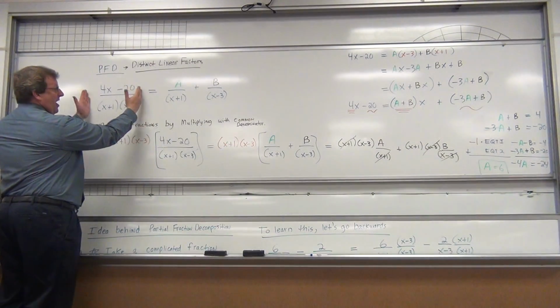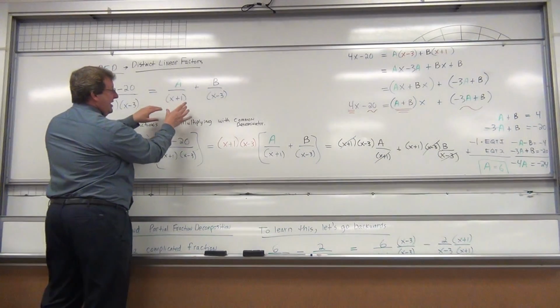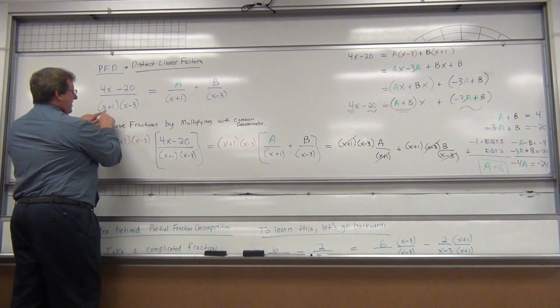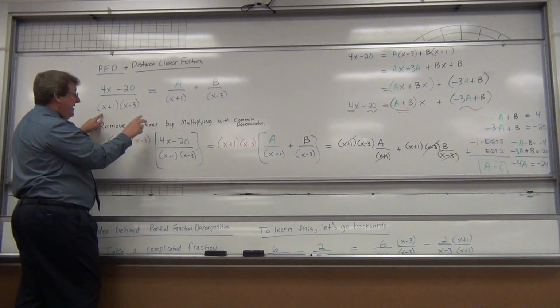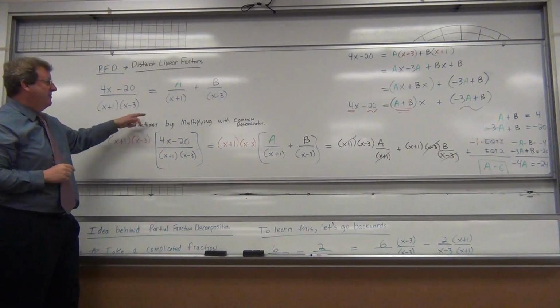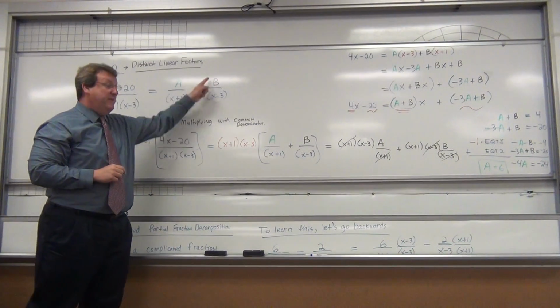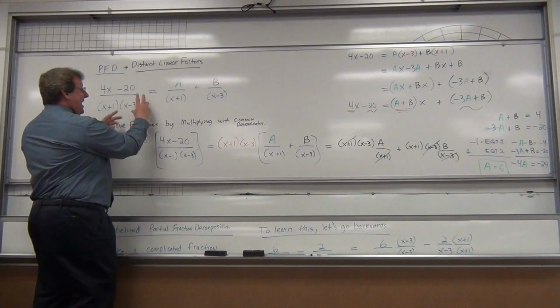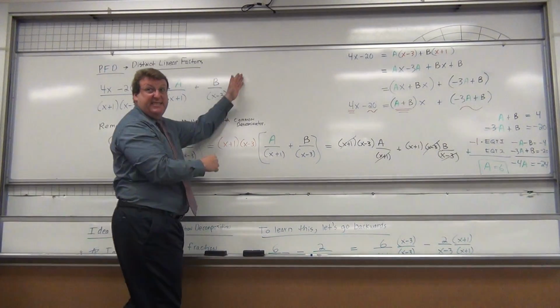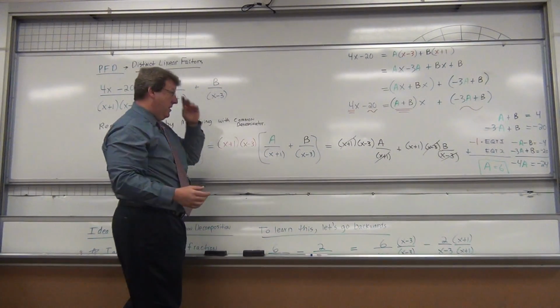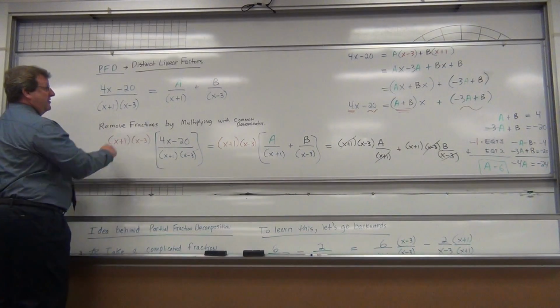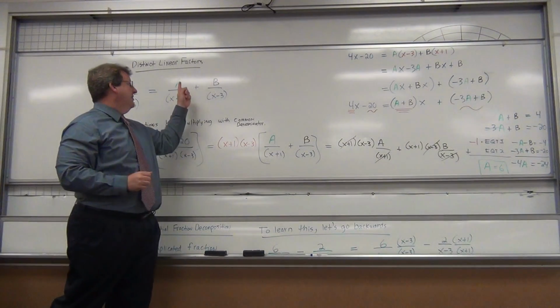So I'm taking this complicated fraction and I'm going to try to break it into, depending on the number of linear factors, there's 2 here, so I'm going to have A plus B. So had I had a third factor, I would have had plus C over that factor. But in this case, we have 2 factors, so I literally have 2 unknowns, A and B.